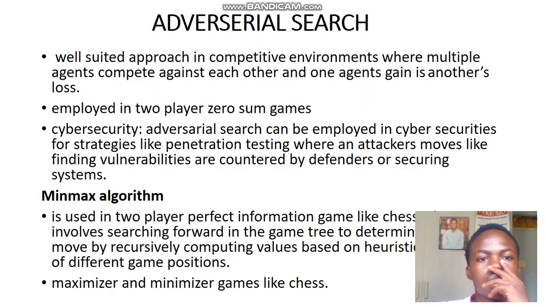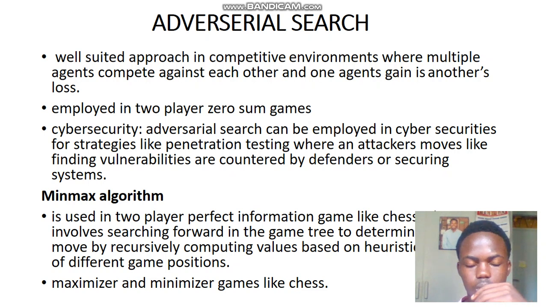We can go to adversarial search. In adversarial search, we are looking at having two competing agents. One is trying to maximize and the other is trying to minimize. More so in two-player zero sum games, for example, chess. One person is trying to win the game, and then the computer is trying to make that person fail.